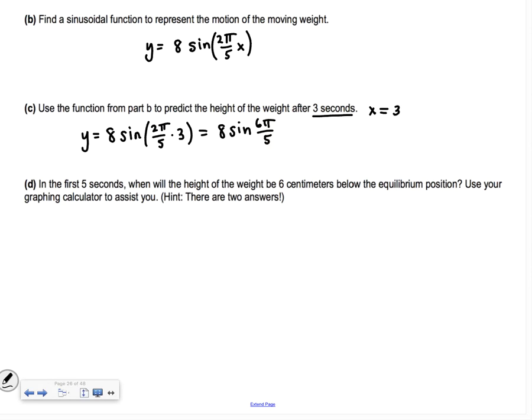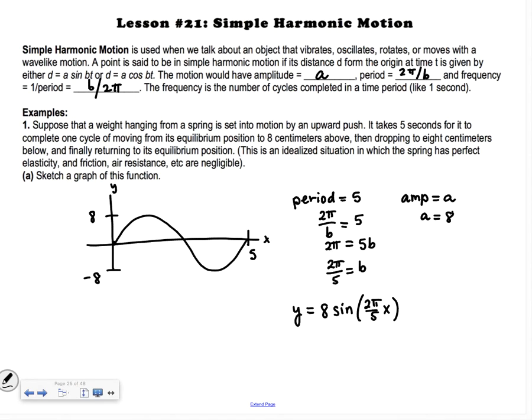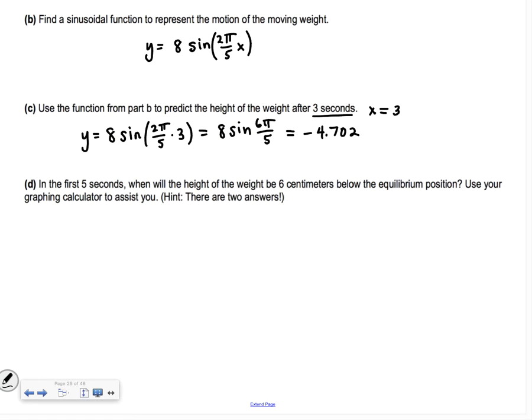And we're going to have 8 sine of 6 pi over 5. And when we do that, we end up getting a negative number. We have negative 4.702. Okay? And it says that this was in centimeters.